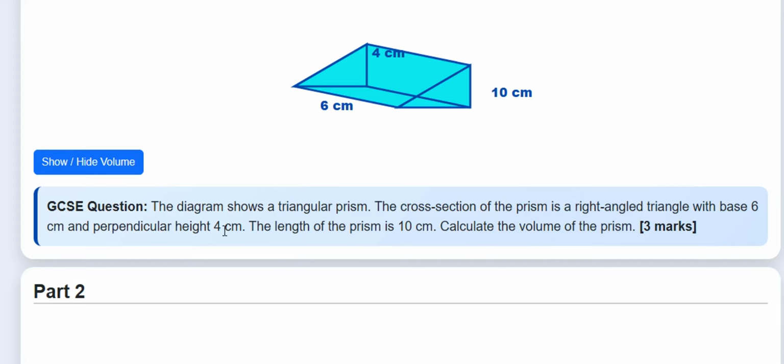We are told the diagram shows a triangular prism. The cross-section of the prism is a right-angled triangle with the base 6 centimeters, then perpendicular height of 4 centimeters. The length of the prism is 10 centimeters. Then calculate the volume of the prism.